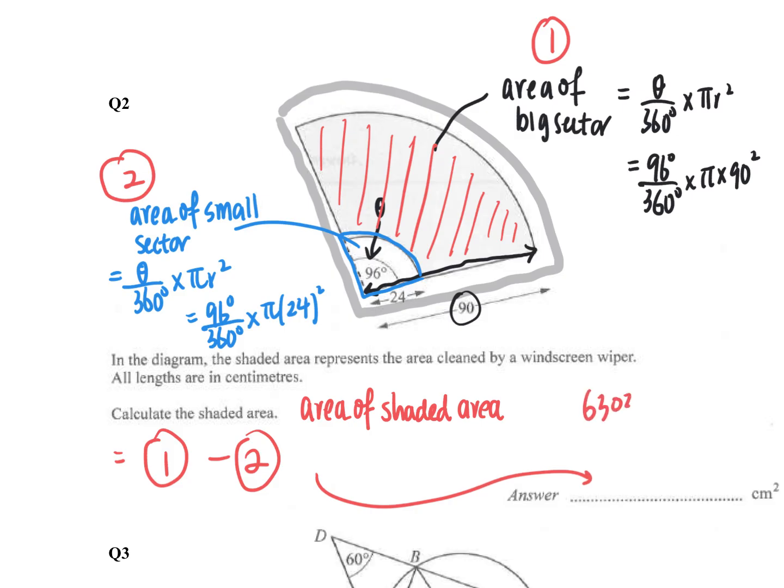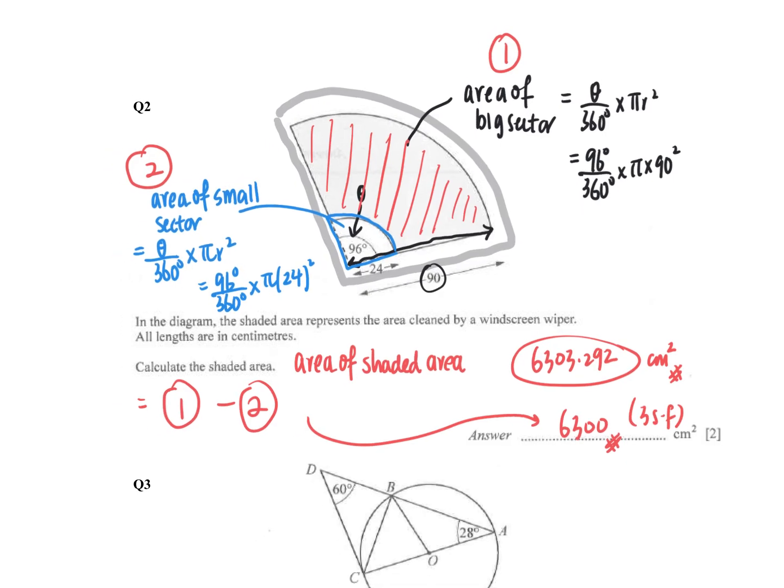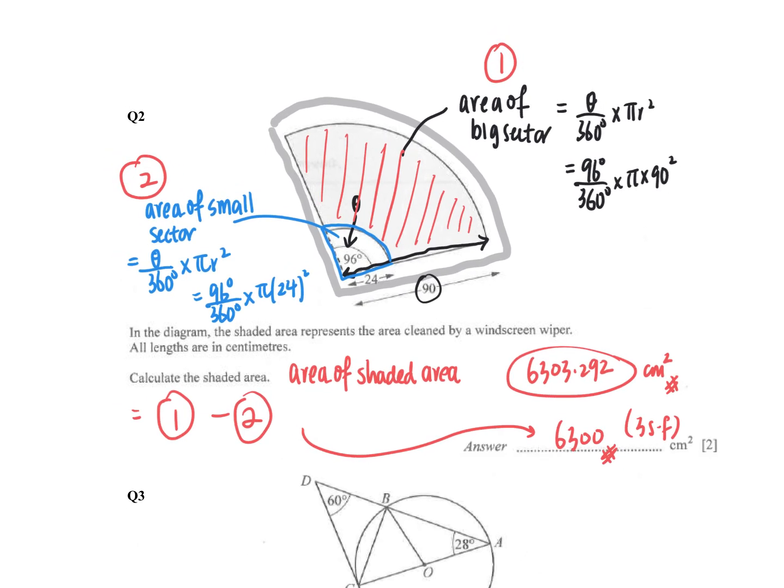Six three zero three point two nine two. Correct or not? Round for the small one. Oh no, both minus. That minus, 6303.292. So what's the answer? 6303. So 3 SF, 6300. Okay, but if you give me this, you are correct also. More accurate, I will give you full credit also. 3 SF, full credit. More than 3 SF, I also give you full credit. Anything less, don't have. So you can be more accurate but cannot be less accurate.